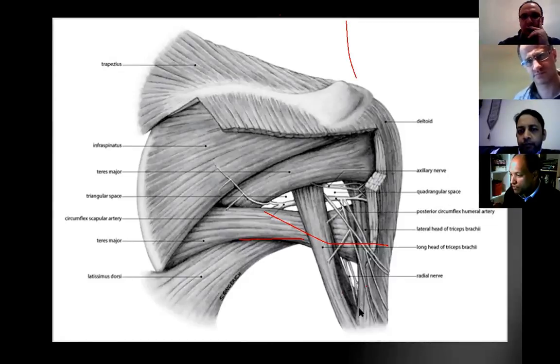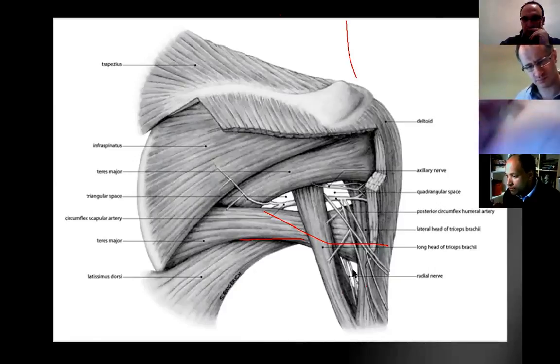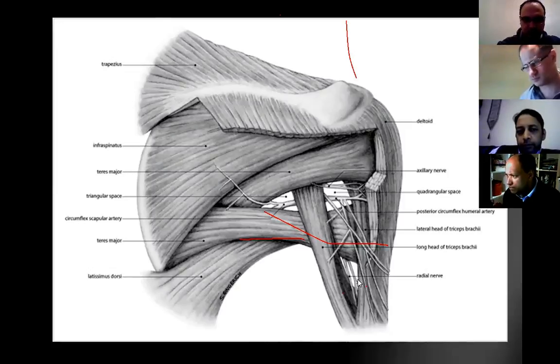The spiral groove sort of starts about there, and it's underneath the, trying to remember, it's not long-headed, it's lateral-headed triceps. So it comes in underneath lateral-headed triceps and into the spiral groove, just roughly where my arrow is. And then here is the profunda brachii artery, which will follow the neurovascular bundle there, and that wraps around to the front, in terms of anatomy.